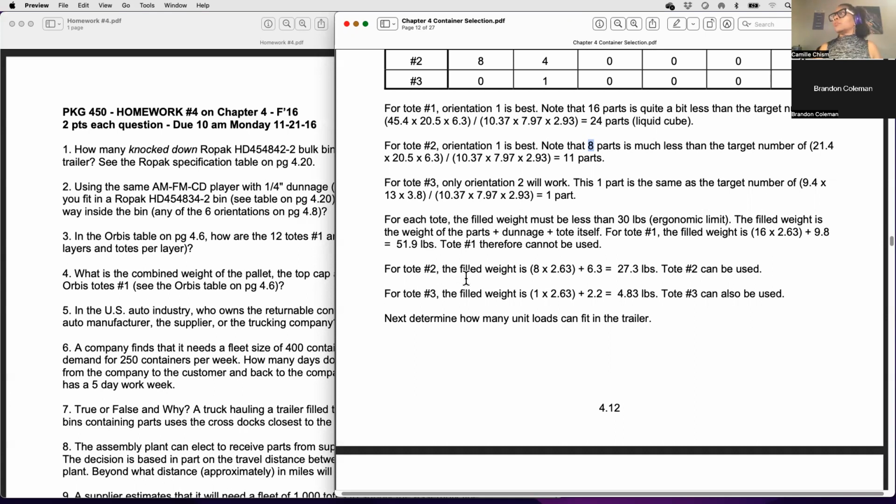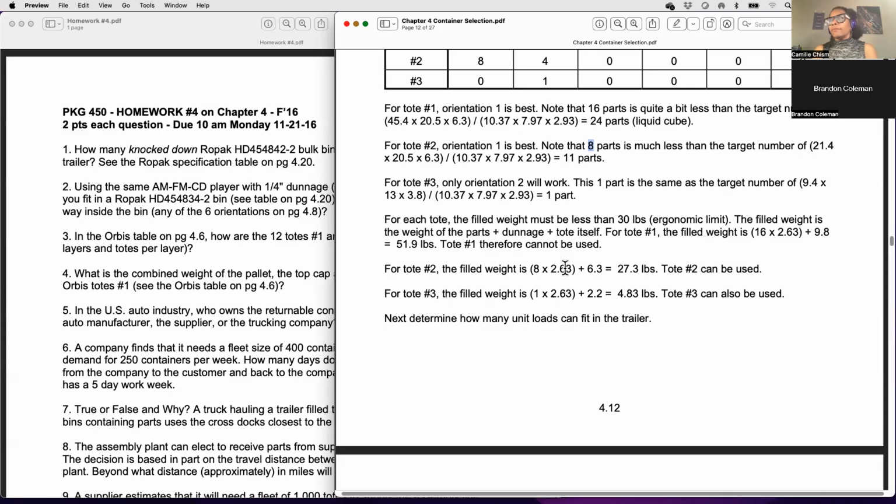And then for tote 2, the filled weight, once you do this, is going to be 8 parts times the 2.63 pounds, including the parts, and then another 6.3 pounds for the tote. You come up with 27.3 pounds. So technically, tote number 2 could be used because it's less than 30 pounds. Keep in mind, some of the plants, even though they say 30 is their limit, they may push back on some of these items for 25 pounds. So just be aware of what your plant can do.